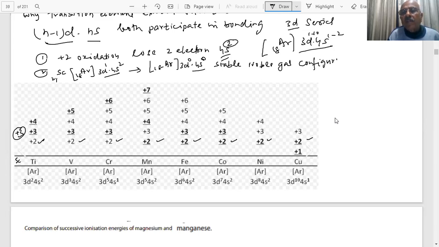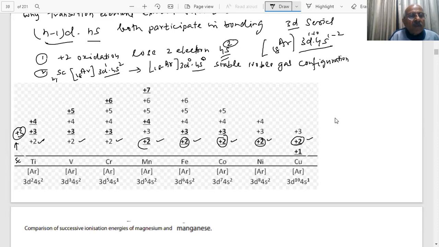Scandium has completely achieved the noble gas configuration, so it shows +3. Then titanium: if you lose 2 electrons, +2, then another electron from d gives +3, then +4. The dark lines are the more stable ones.